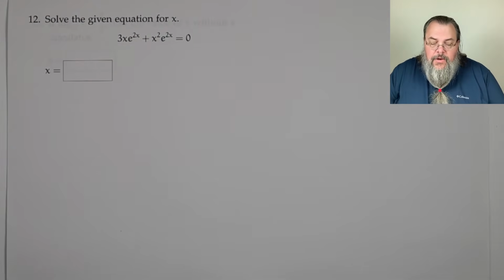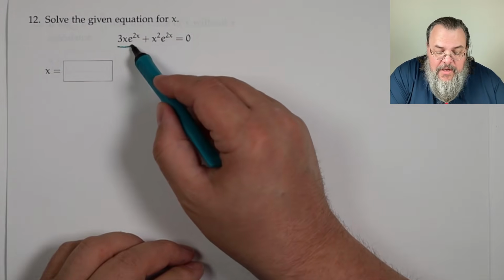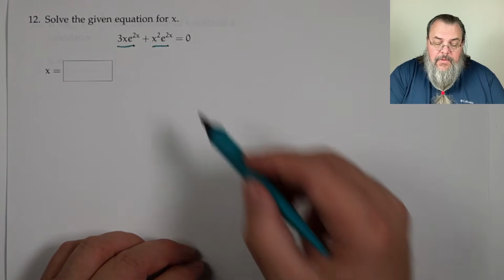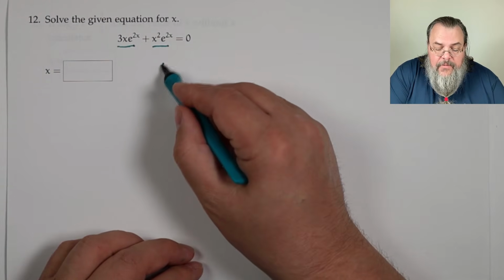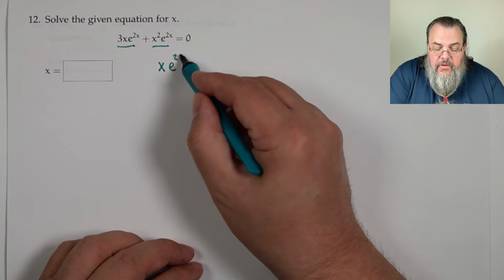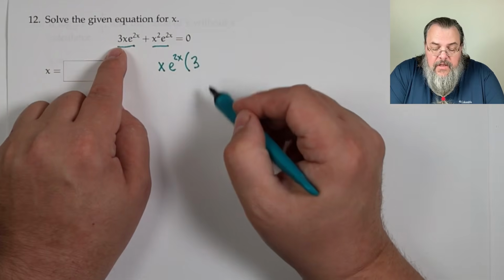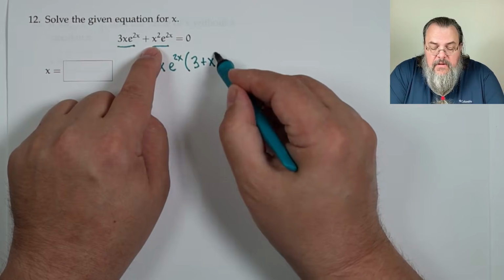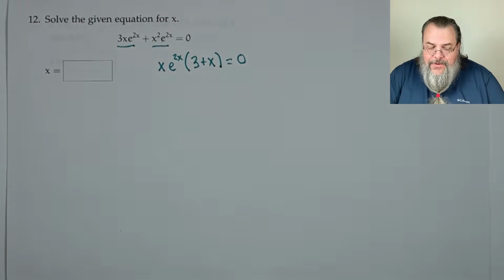So, how do we begin? Well, we start by asking ourselves the question, what do these terms have in common? What do 3 times x times e to the 2x have in common with x squared e to the 2x? They both have e to the 2x. They also both have x. So we could factor that out. So that's x e to the 2x. Now from the first term, we didn't capture that 3. So 3. From the second term, we only got one of the x's, so there's still one x left. And there we go.